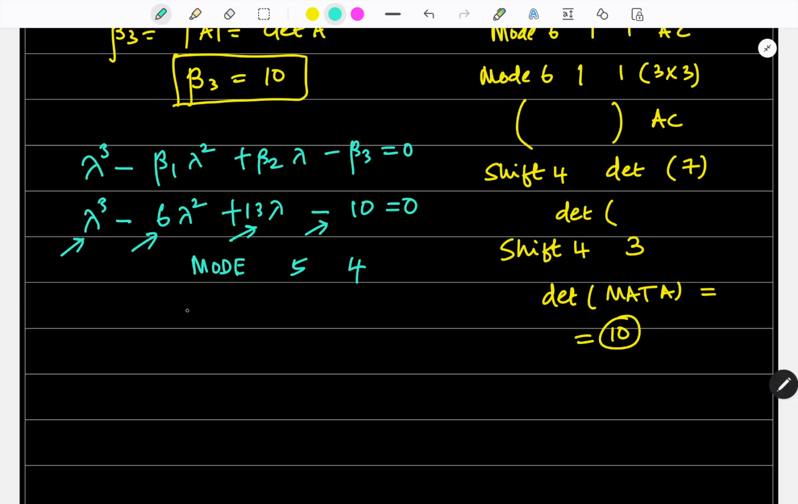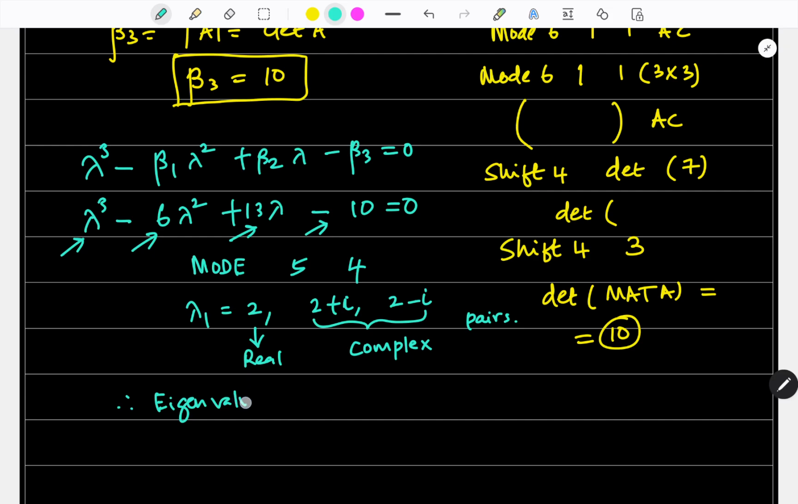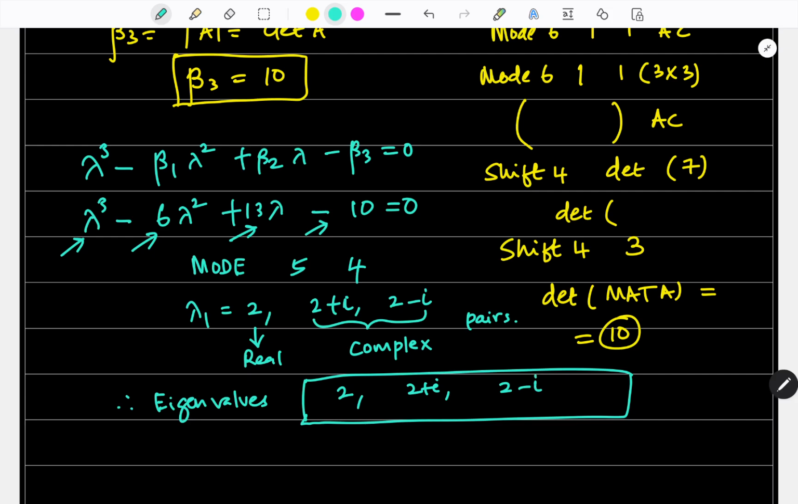If you press all these things, you will get lambda 1, that is x1, equal to 2. And then you will get 2 plus i, and next, definitely 2 minus i, because complex roots always occur in pairs. So 2 plus i and 2 minus i are your roots. This is a real root and this is a complex root. That's why this topic comes under complex eigenvalues and eigenvectors. So your eigenvalues are 2, 2 plus i and 2 minus i.